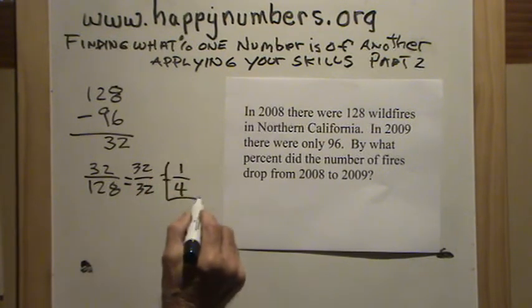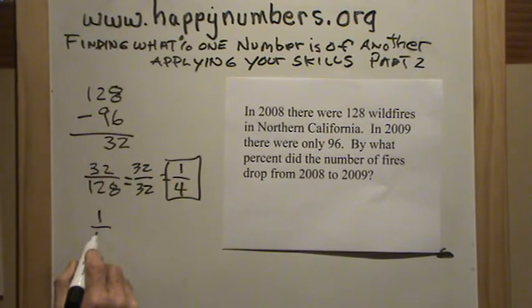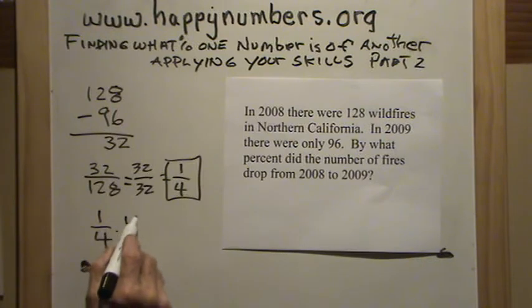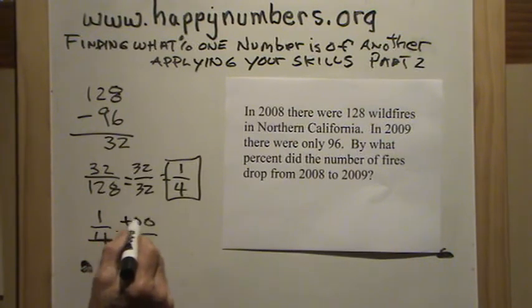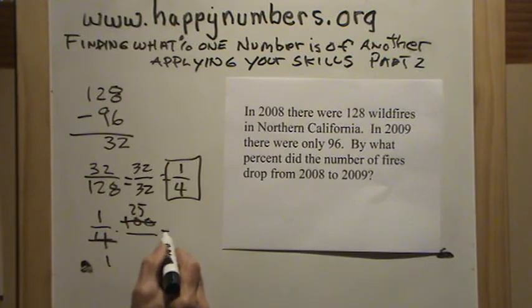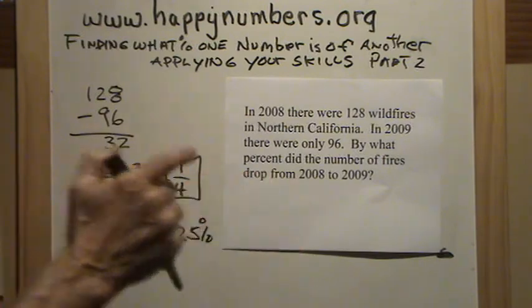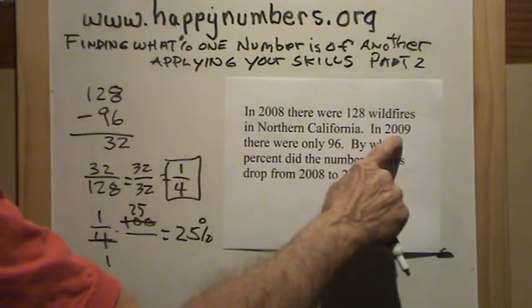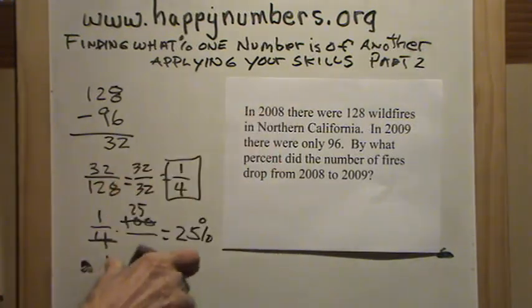Okay, so now I have the fraction 1/4, and I have to change that into a percent. So I'm going to use the multiplying by 100 method, because 4 goes into 100. 4 goes into that once, 4 goes into 100 twenty-five times, and so I have 25%. So there were 25% fewer fires in 2009 than there were in 2008.